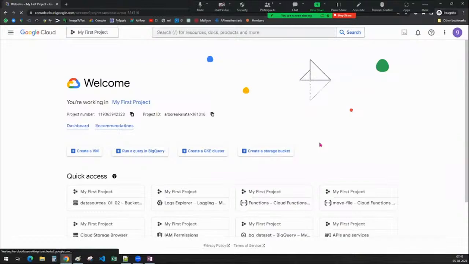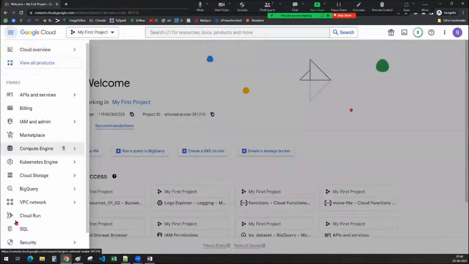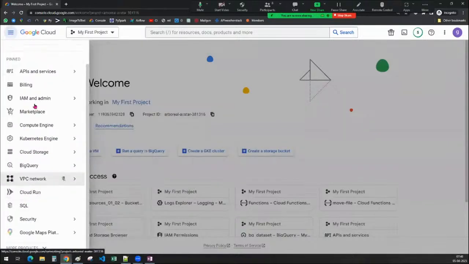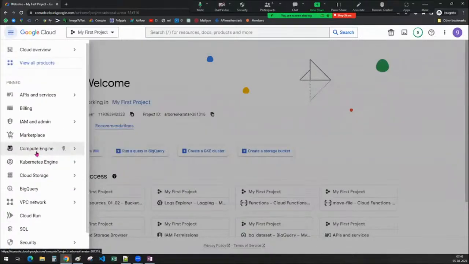Okay, so let me first give you an introduction to the Google Cloud platform here, the interface. So when you logged into your Google Cloud, this is how the interface looks like. Okay, in the interface top left, you will be able to see all the services. This is your navigation menu where you will be able to see all the list of services or the products available in the Google Cloud. Okay, so this is one thing.